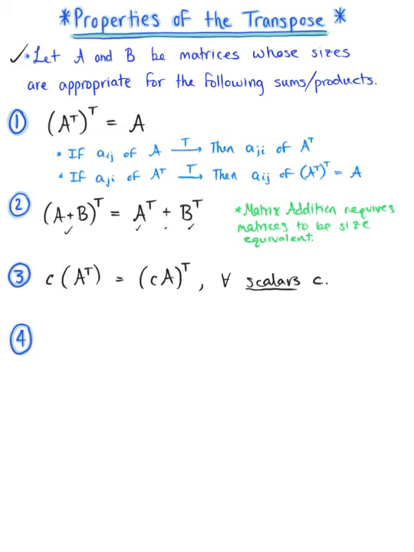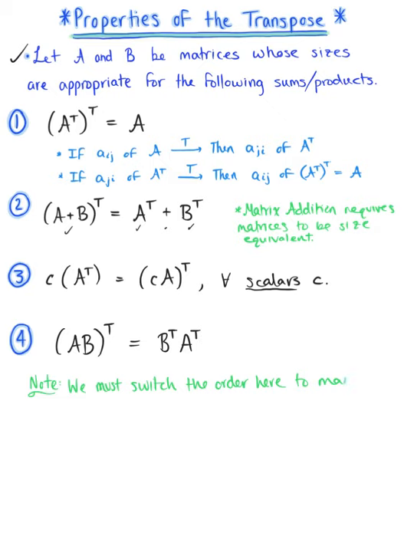And last but not least, property 4 says that if we have the product of two matrices, say matrix A times matrix B, and we take the transpose of that product, this is equivalent to the product of the transpose of matrix B multiplied by the transpose of matrix A. Now I want to make a little note here that we have to switch the order to maintain the properties of matrix multiplication. So we must switch the order here.